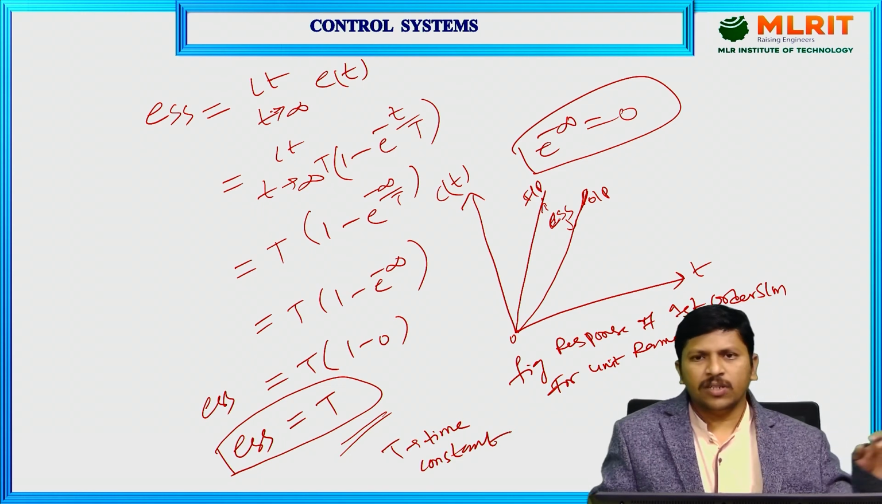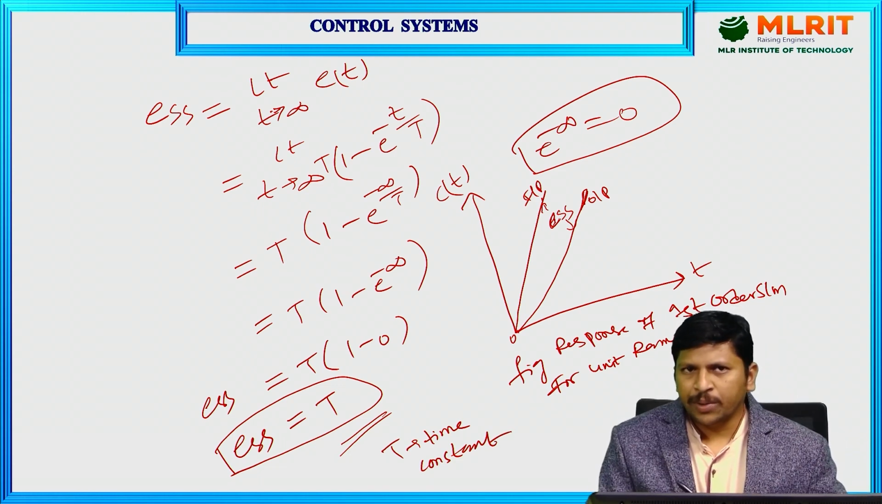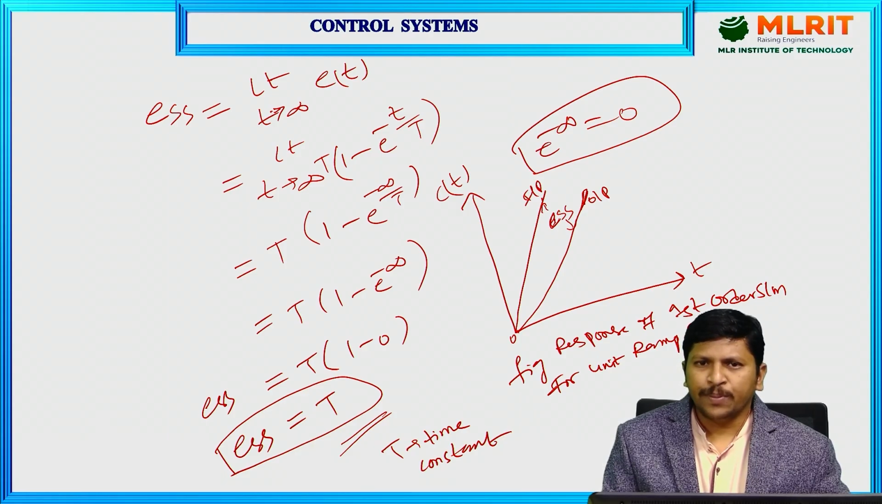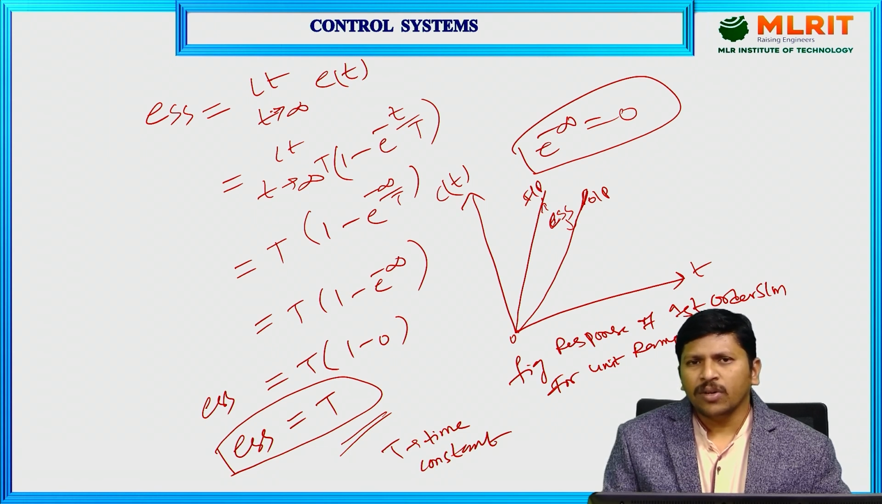I hope you understood every point on how to determine the transient or time responses for any input signal, like unit step, unit ramp, unit impulse, or unit parabolic. This is the procedure to calculate the transient or time response of the first order system for unit ramp input. I hope you understand each and every point. Thank you all.